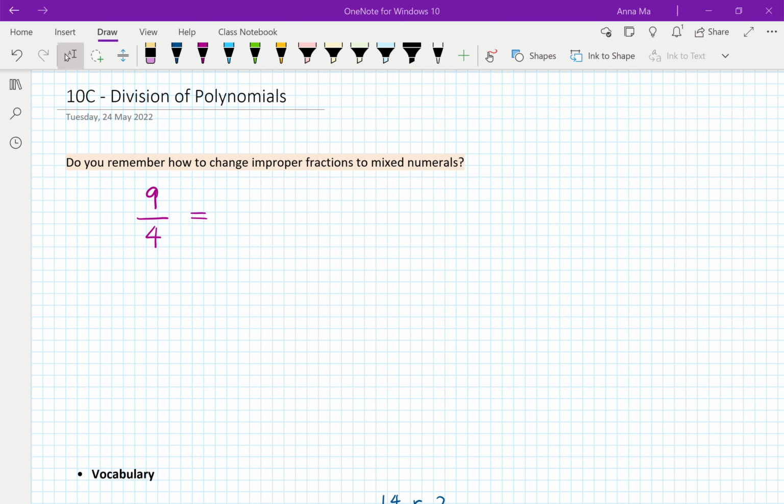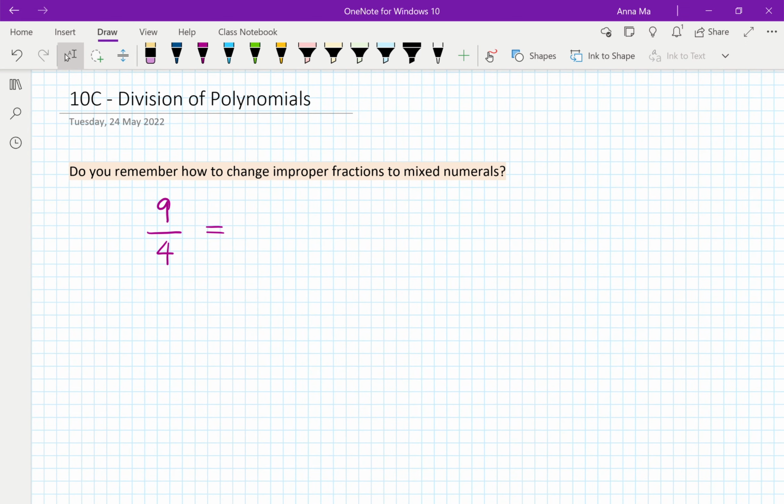This one you should have done last year as well, but we're just going to refresh our minds, revise, and practice. So, do you actually remember how to change the improper fractions to mixed numerals? Because that's basically what we are doing for the long division of polynomials.